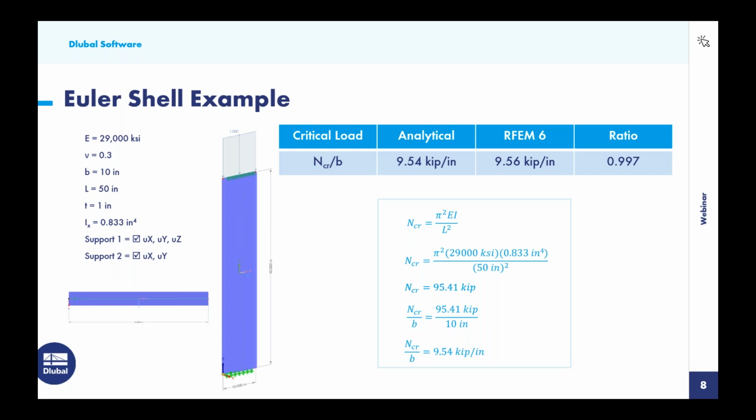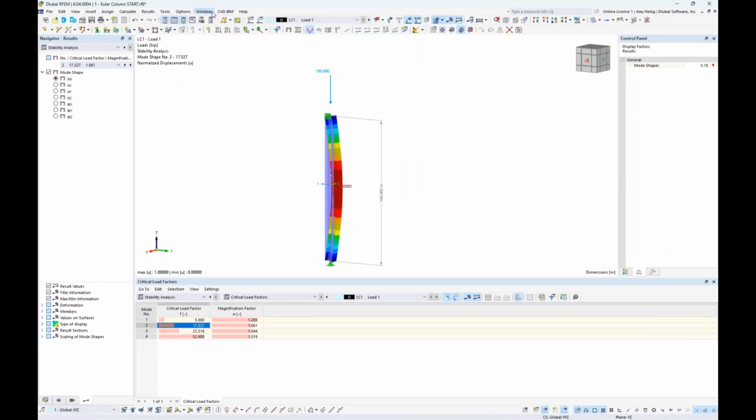So utilizing again the Euler formula shown over here on the right-hand side, we want to come up with the critical buckling load as a force per unit length to apply at the top of this surface. And what we find is that this is approximately 9.54 kips per inch before we should see this surface buckle. So we go into RFEM here to open up this example.